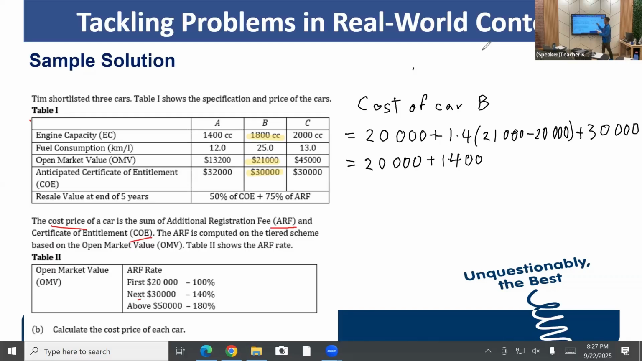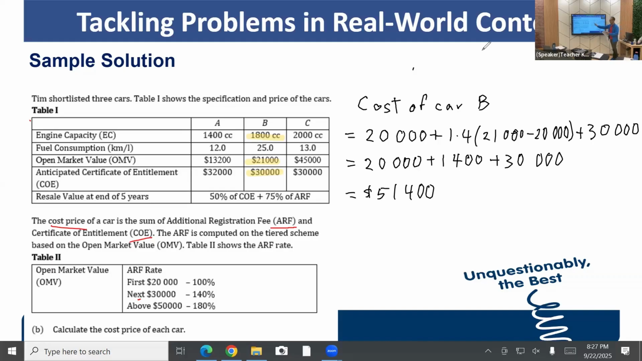Excuse me for all these extra dots, because this digital pen is very sensitive. Okay, so then this next one is what? Is the 30,000. So all in all, you will get 51,400. Okay, so this is how you actually need to do for this question, right?